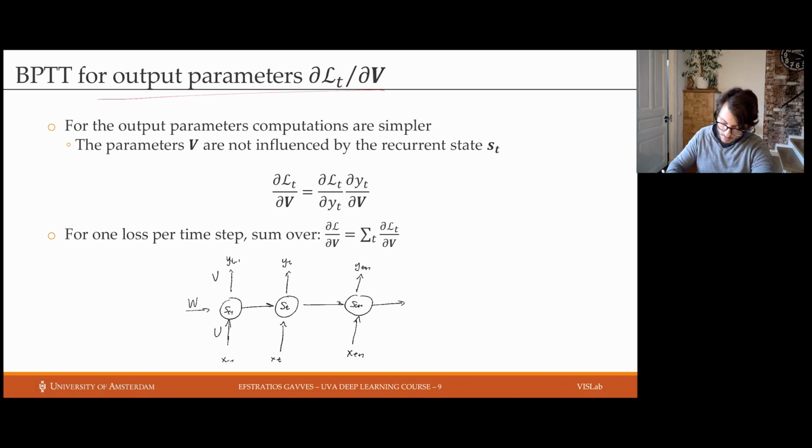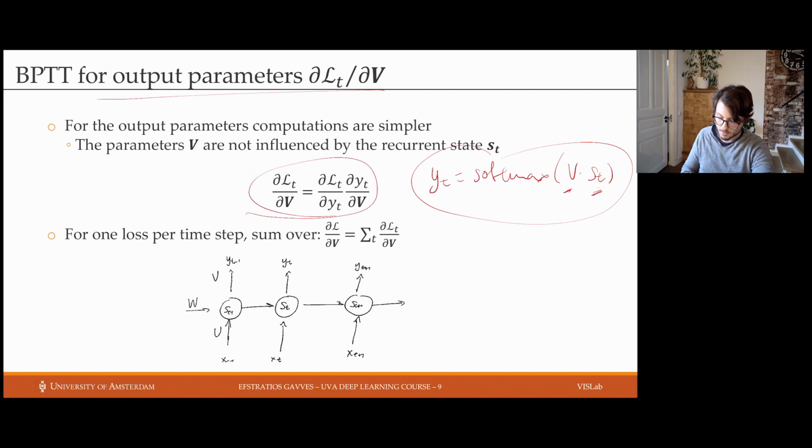For our output parameter, the backpropagation is a bit simpler. The reason is that y_t equals softmax of V times s_t, and there is no further relation between V and s_t. In other words, there is no t-1 index involved in this equation. So this means that our gradient is simpler to compute. There are no recurrences here, and you can also see this from the graph. Our V parameter stops before the actual recurrence happens, right?